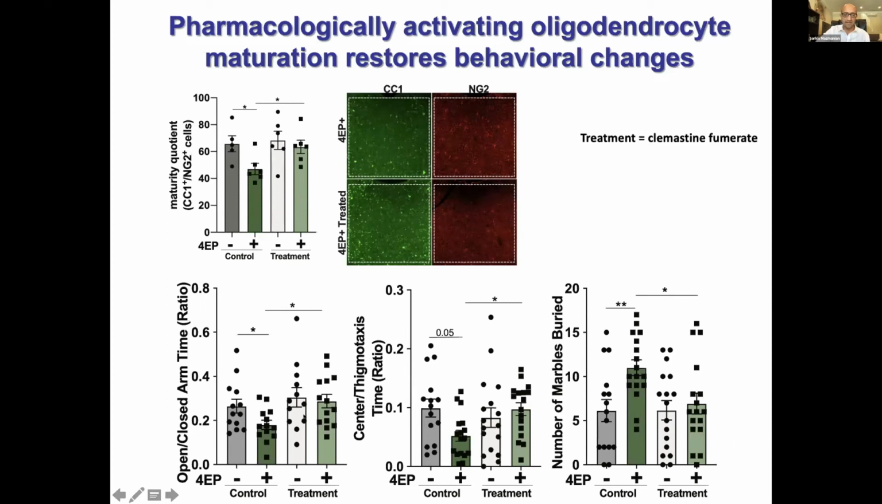So you can see in the elevated plus maze that these timid animals are no longer shy. They enter into the open arm as similarly as the 4EP negative group. When we looked at the open field test, again, you can see a restoration of this anxiety-like phenotype. And as I mentioned, marble burying, this repetitive behavior, is also a core feature of autism that is increased in the animals that are exposed to 4EP, but then maturing of their oligodendrocytes with clemastine fumarate results in a more normal number of marbles buried.